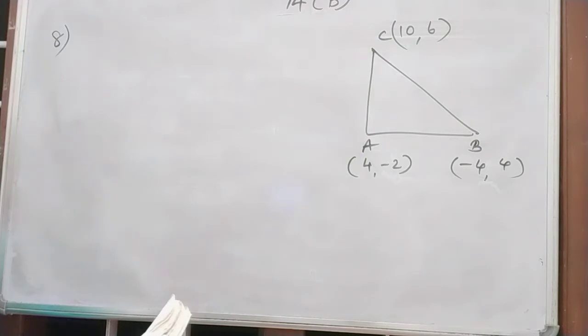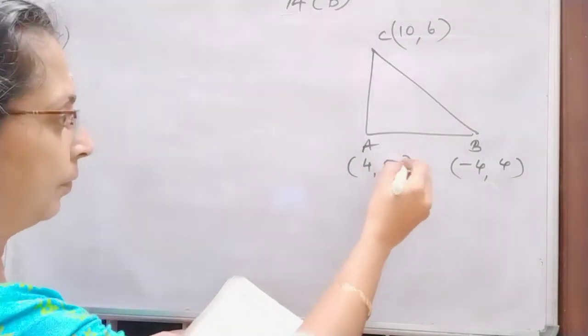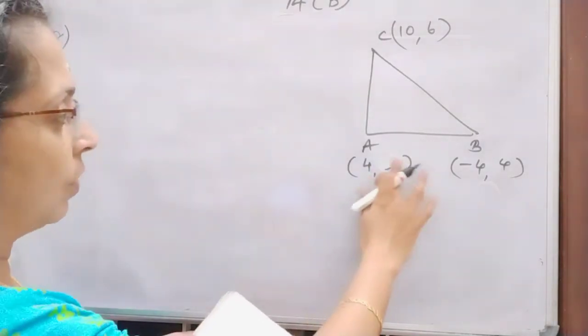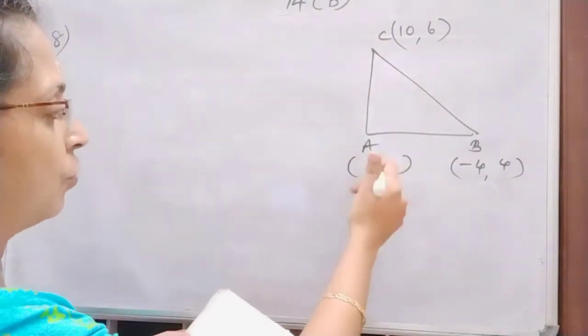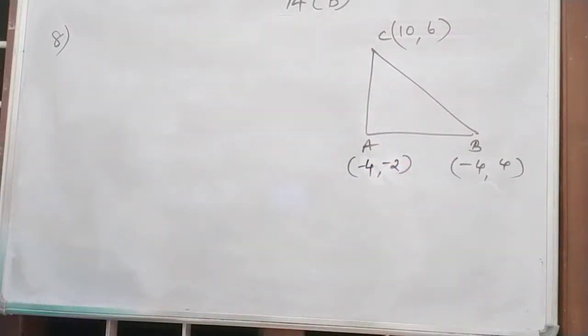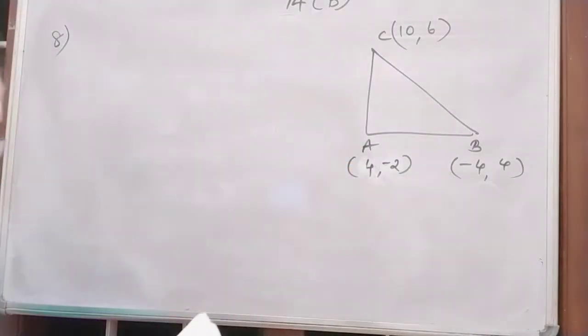Ninth question. Without using the distance formula, show that the points A, 4, 5, question number 7, no? Sorry. Negative 4, negative 2. Without using the distance formula, show that A 4, negative 2, B negative 4, 4, C 10, 6 are the vertices of a right angle triangle.